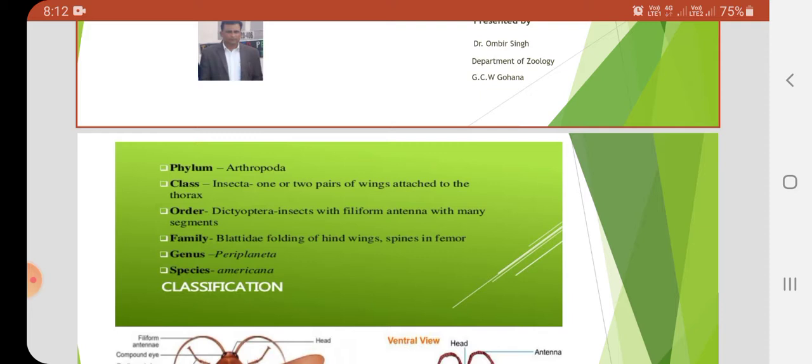The cockroach belongs to phylum Arthropoda as it has jointed legs. Class Insecta, there are one or two pairs of wings attached to the thorax. Order Dictyoptera, as the insect with filiform antennae with many segments. It belongs to family Blattidae as there is the folding of hind wings and spines in the femur. It belongs to genus Periplaneta and species americana.